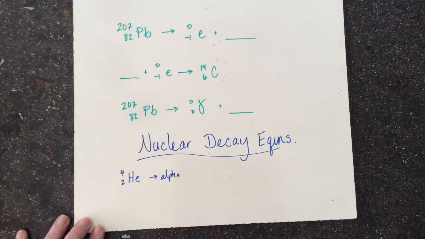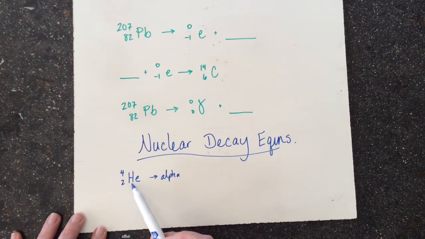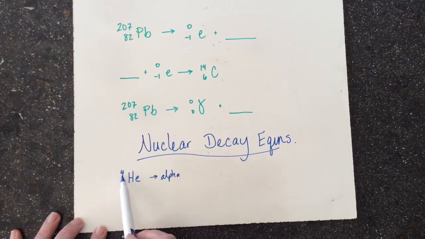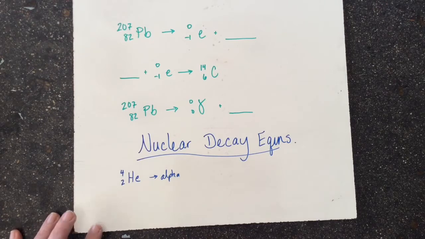An alpha particle is, as you can see, the same thing as a helium nucleus. That's why it has the symbol for helium. This shows that it has a mass number of 4 and contains 2 protons. So anytime you see this symbol, that means it's an alpha particle.